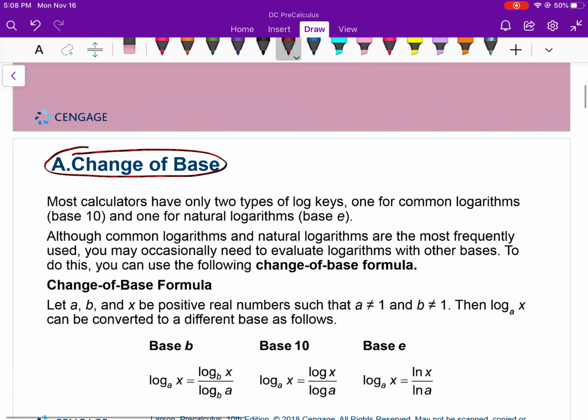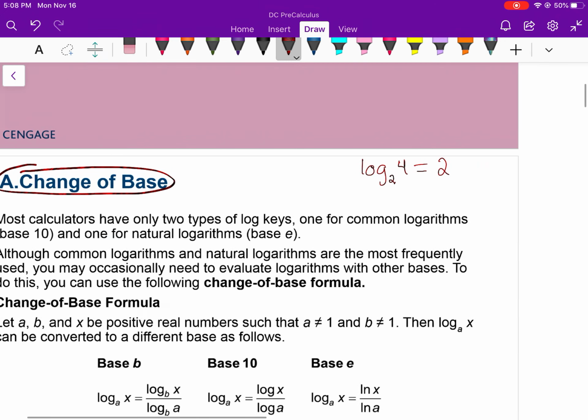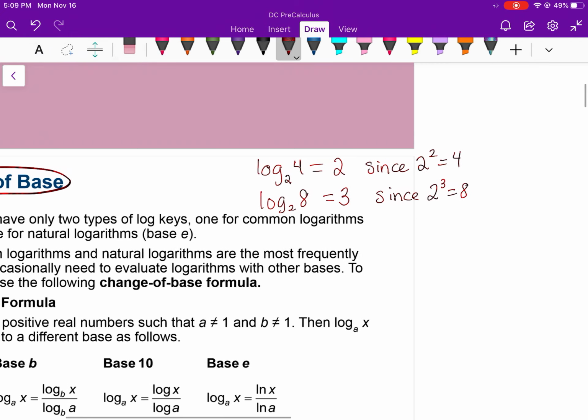Okay, let me explain to you why we have change of base first of all. If I gave you log base 2 of 4, you could tell me that the answer to that is 2 because 2 to the second is 4. Likewise, if I gave you log base 2 of 8 is 3, you could tell me that as a fact because 2 to the third is 8.